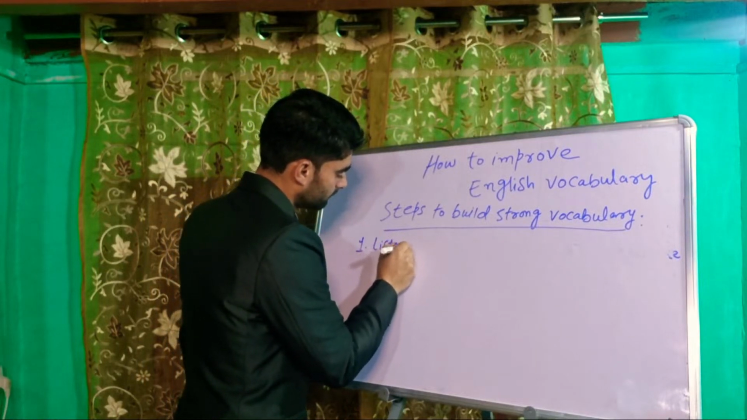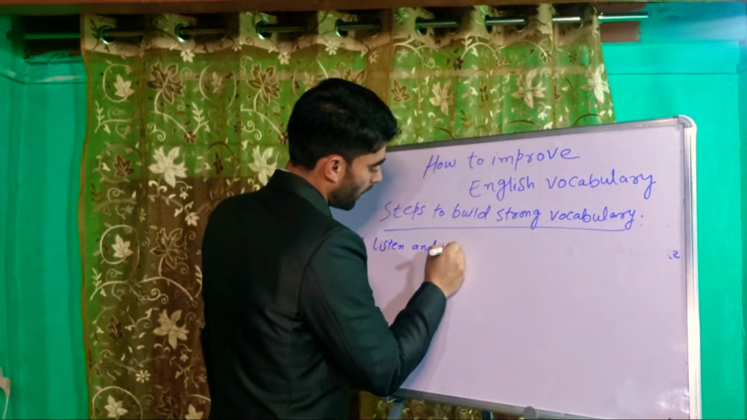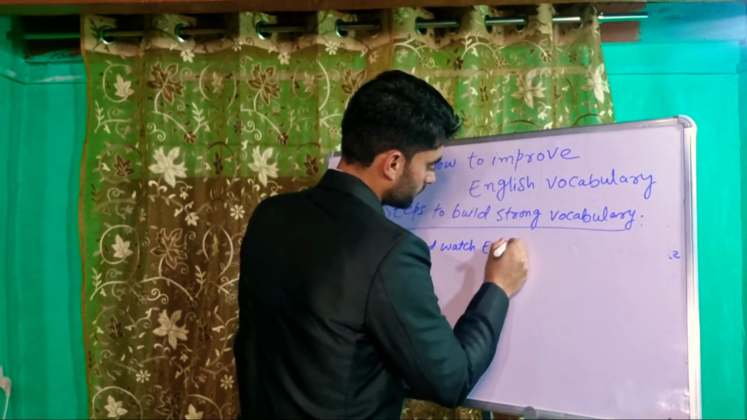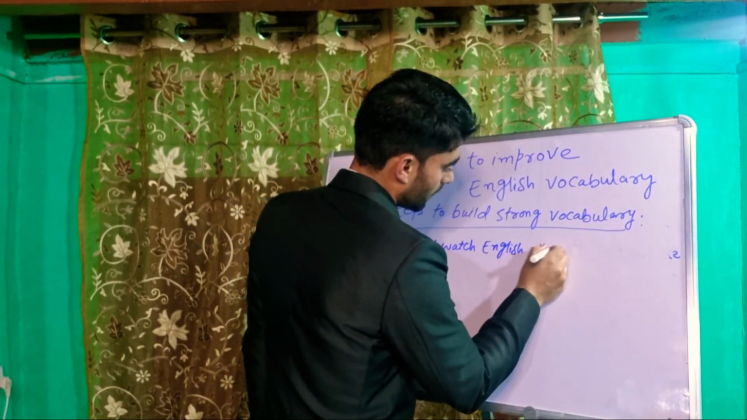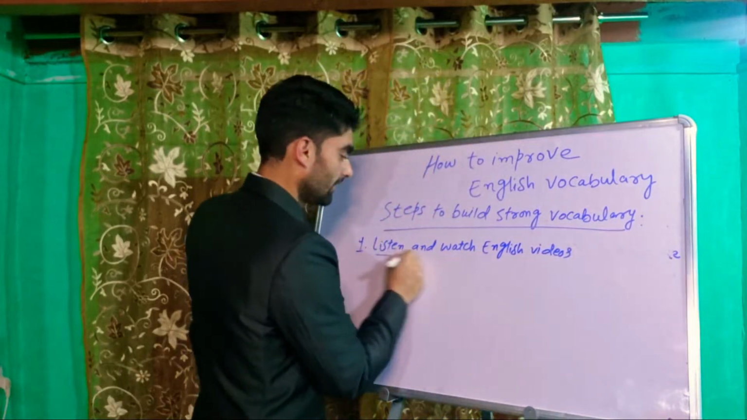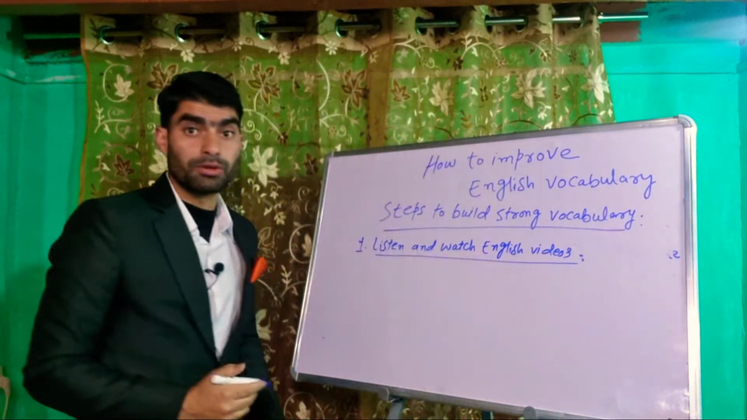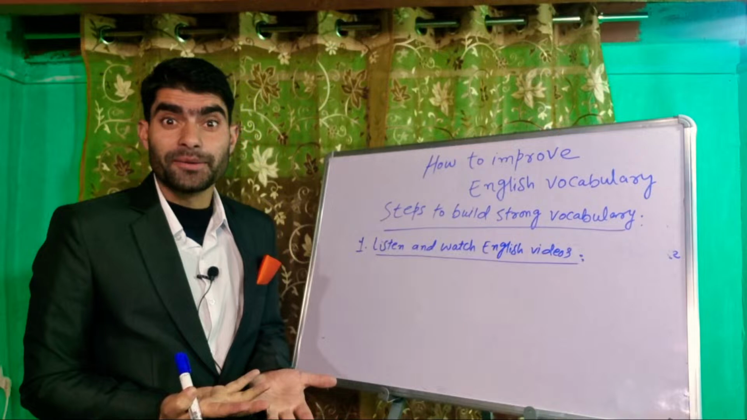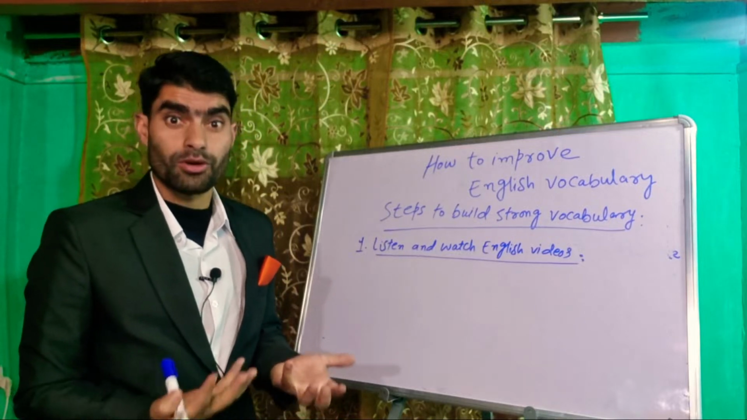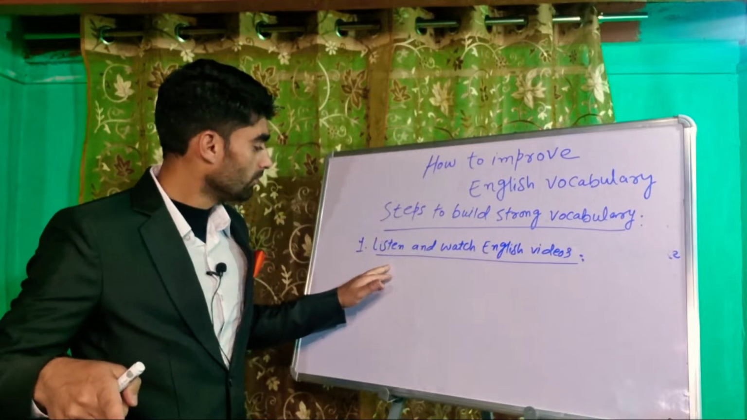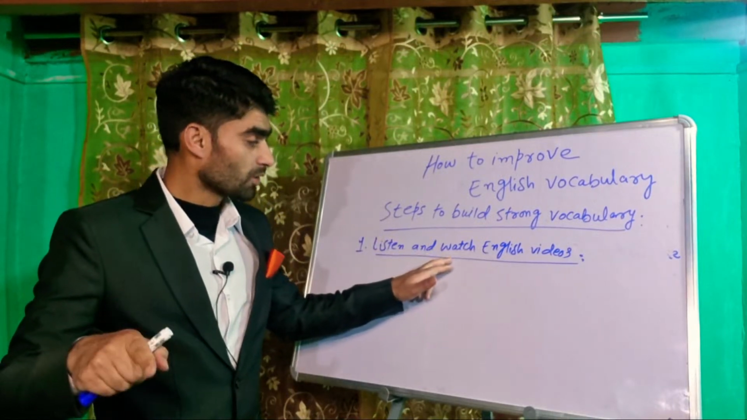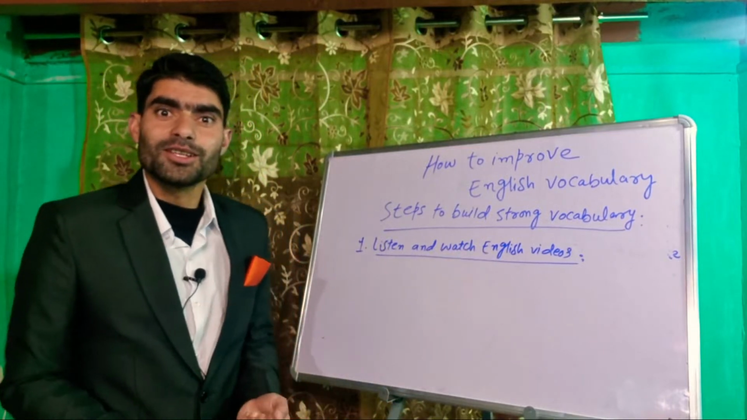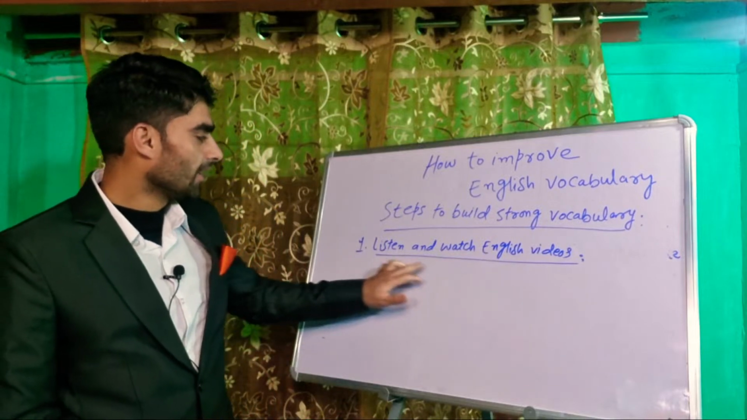Listen and watch English videos. What are you doing right now? Listen and watch English videos. The first step to build your strong vocabulary. What are you learning right now? What are you doing right now? You are building your strong vocabulary. You are listening right now to Khursheed sir and watching an English video. Of course, no doubt, this is an English video. You are listening and watching.